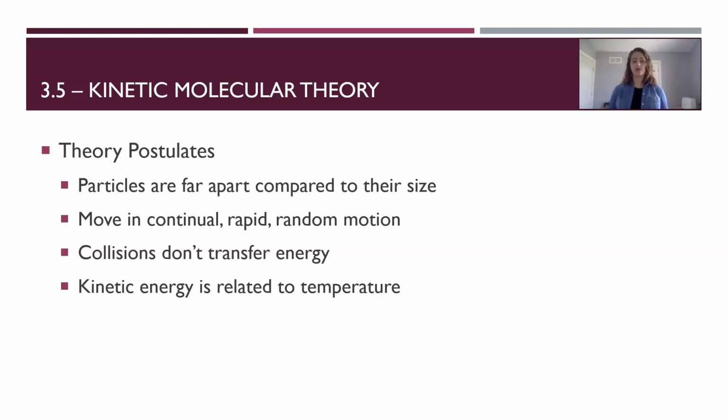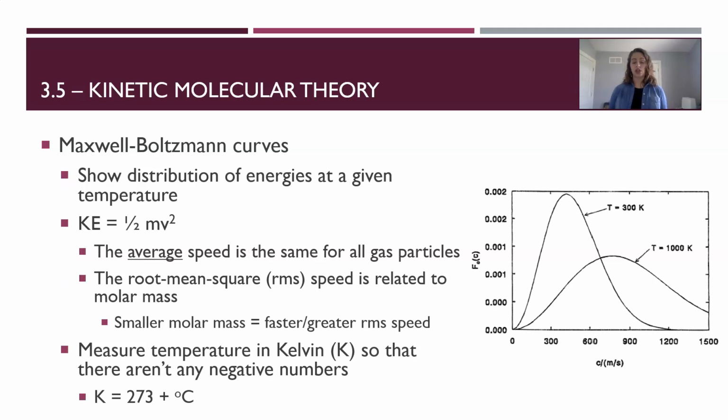This means that our average kinetic energy of the gas is related to the temperature. So we can use the temperature to discuss or think about the average kinetic energy of the gas particles. The graph part of this is using what's called a Maxwell-Boltzmann curve. What this shows is the distribution of energies at a specific temperature. So remember, we're talking about average energies. The definition for kinetic energy is 1/2 mv squared. So what we're talking about is the average speed for all gas particles.